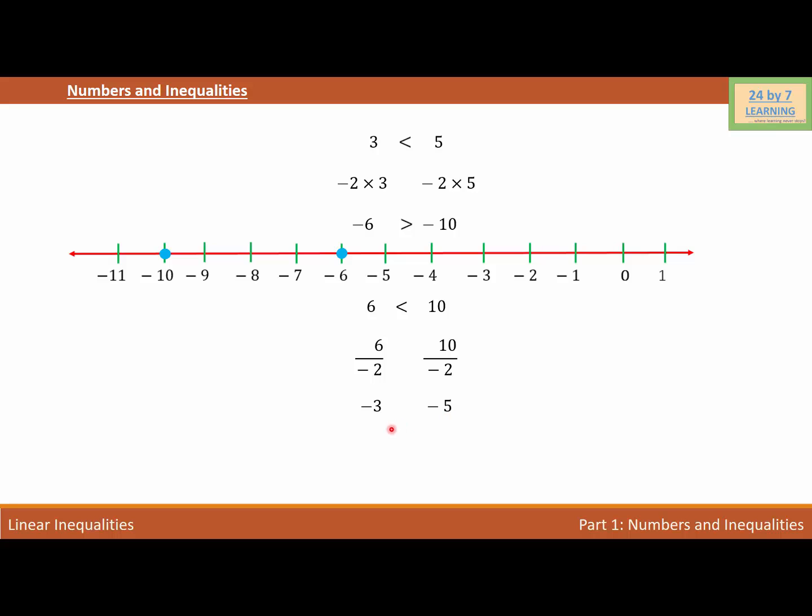Now, can you guess which number is greater? Yes, you are right. Negative 3 is greater than negative 5. So I'm going to use the inequality, and if we use this inequality, we will read it as negative 3 is greater than negative 5.